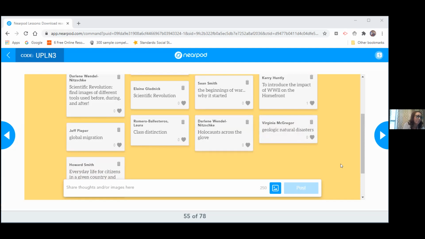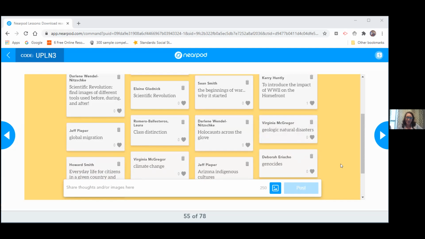Oh, I love that. Everyday life for citizens in different countries and eras. Ooh, that would be a great one in comparing that. I love comparing pictures, like in 3rd grade, climate change, yep, like downtown Phoenix then and now. I like that. Indigenous cultures, genocide. I actually put one together on the Armenian genocide that had some modern things.